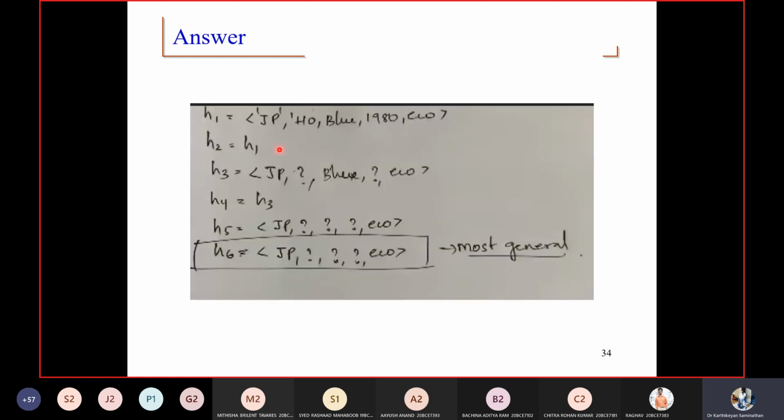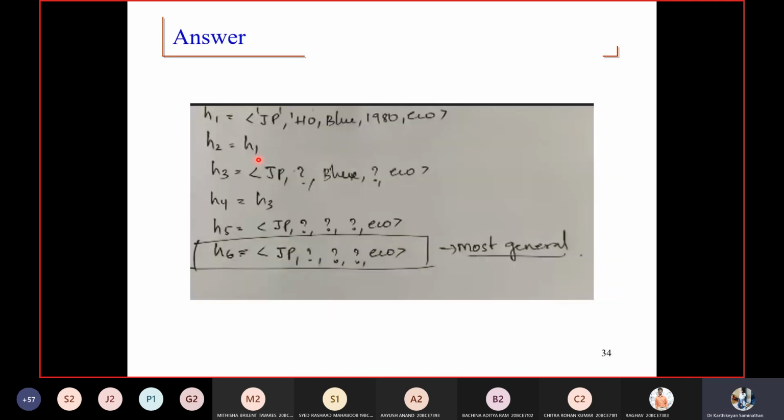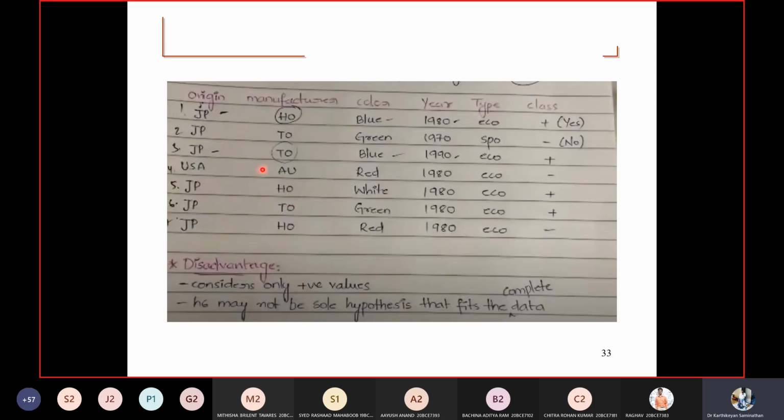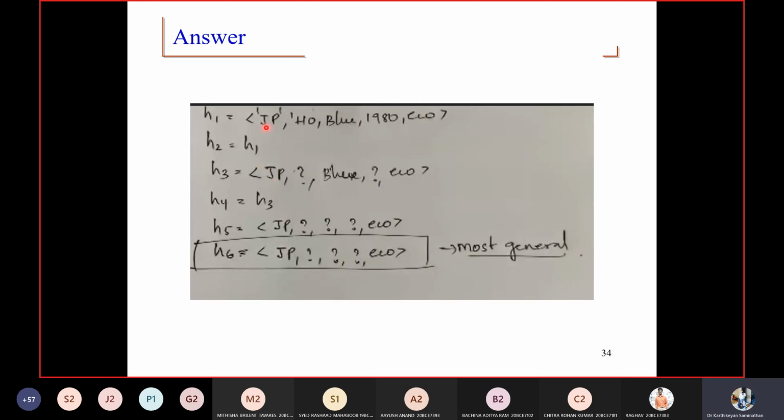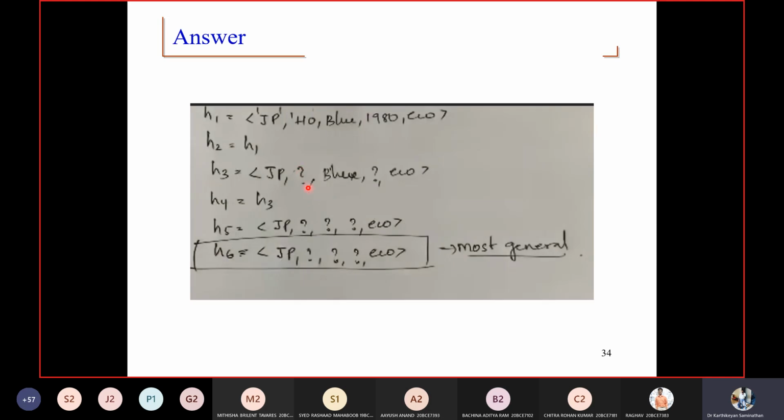So first, we are taking the first parameter JP. That is your initial hypothesis. The second one is a negative example, right? So H2 is nothing but H1. For H3, we will compare the third one with the second one. So JP, then instead of HO here we are having TO. So that is your change.